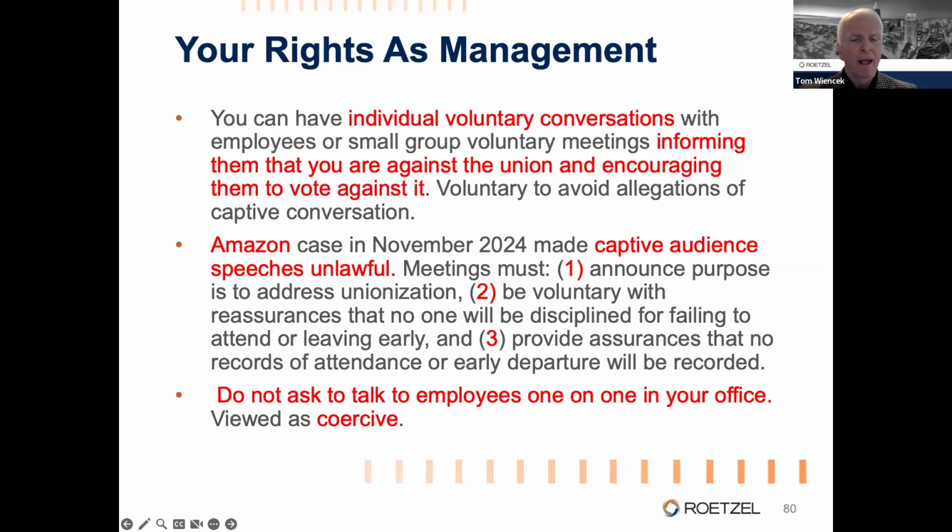So I don't see the Amazon case as being nearly as bad as some of the other management people that I've talked to. And of course, don't ask to talk to employees one-on-one in your office. That is viewed as coercive. Now, if they come into your office and want to have a chat, that's one thing. But if that happens, I would suggest that you have a witness because you don't want to get baited. Some of these unions will do that. And to hedge their bet in case they lose the election, they can say that there was some coercion there and have that person sign an affidavit, and all of a sudden you're having a rerun election after you've won the election 2-1. So that's my advice to you if that ever happens.